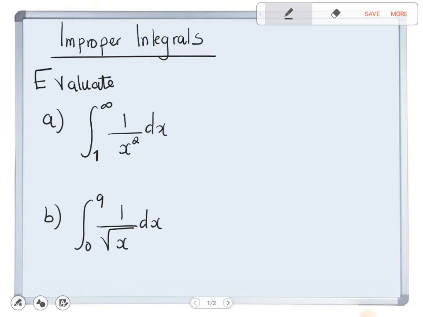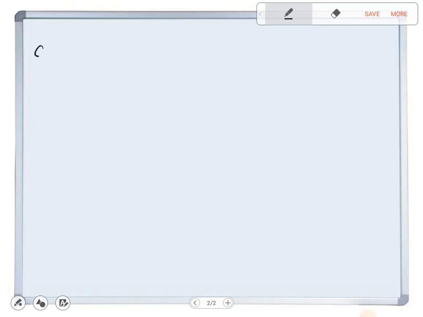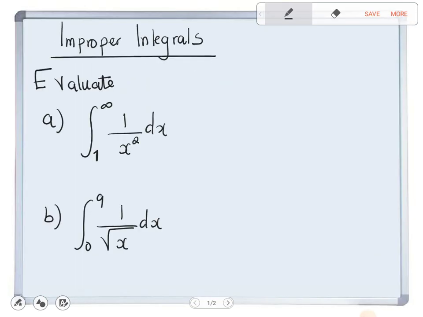So what do we do? If you have infinity in the limits, what you have to do is transform this to another limit which you can easily work out, and let that same new limit approach the limit that you removed in the first place. So what am I trying to say here? For a, we have the integral from 1 to infinity of 1 over x squared dx.